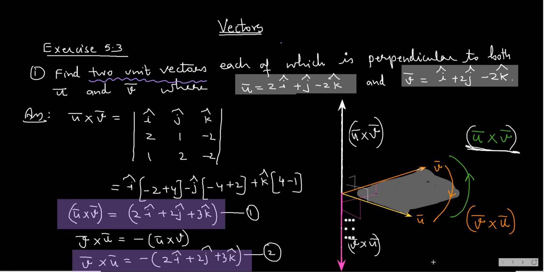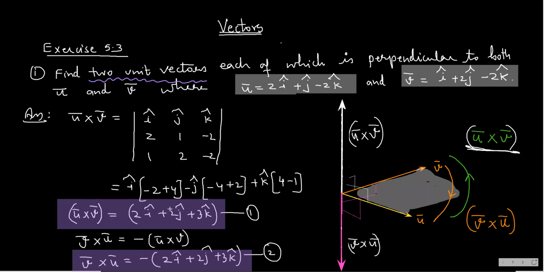I'll take another page. I'll solve this on another page. So here, I have to find a unit vector. What do I have to find? I have to find a unit vector in the direction of u bar cross v bar and v bar cross u bar. So let me first find it in the direction of u bar cross v bar.